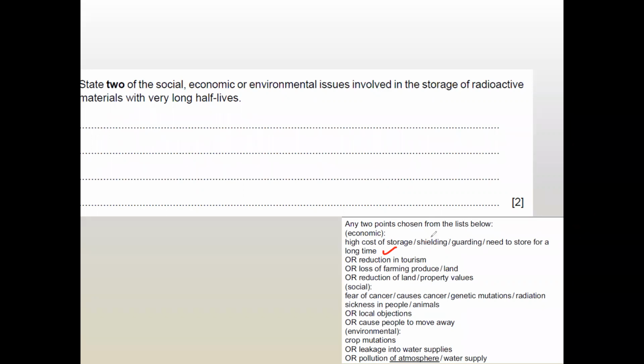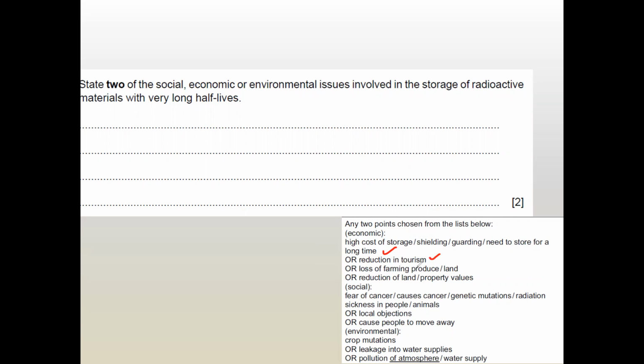Then the place where the radioactive material is kept, tourists won't be allowed. So there will be a reduction in tourism. Visitors cannot come to that place.